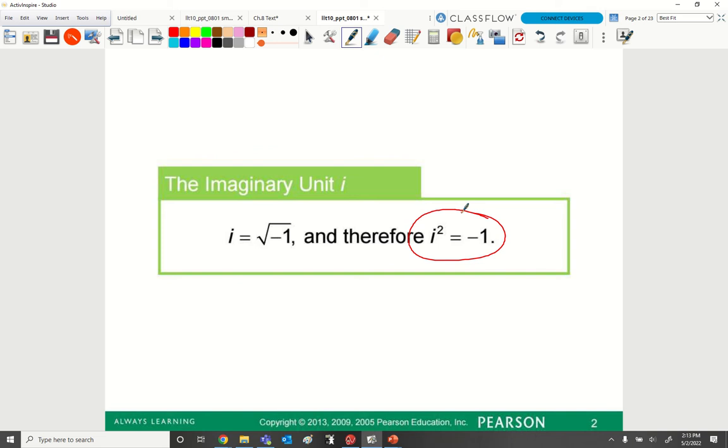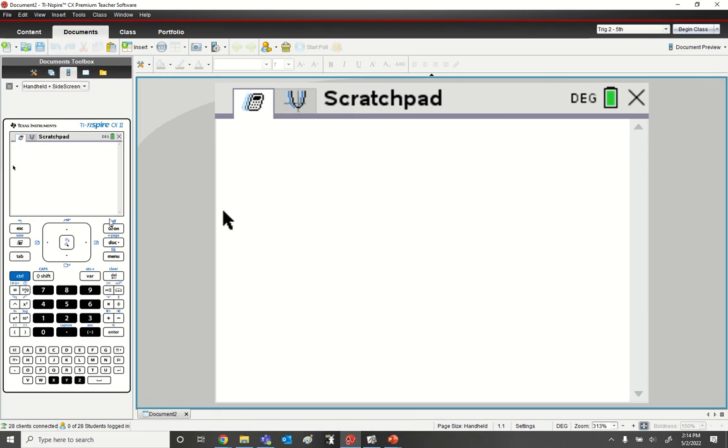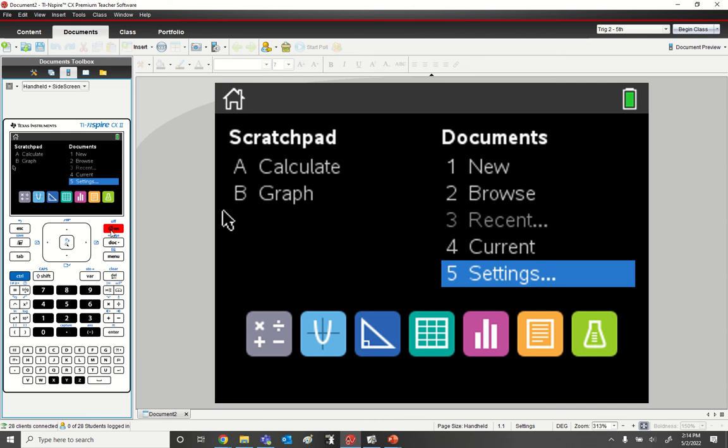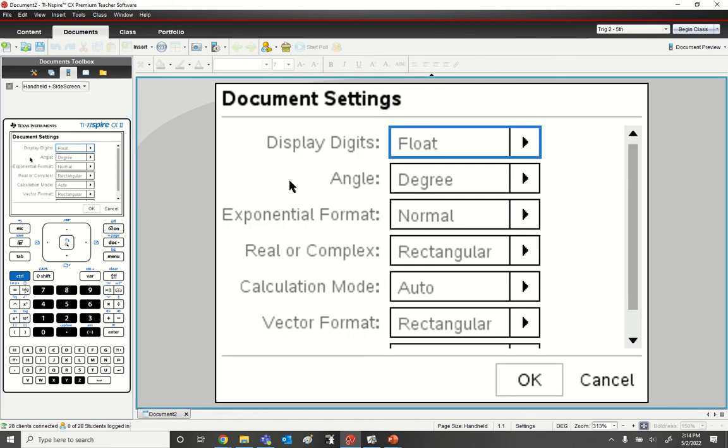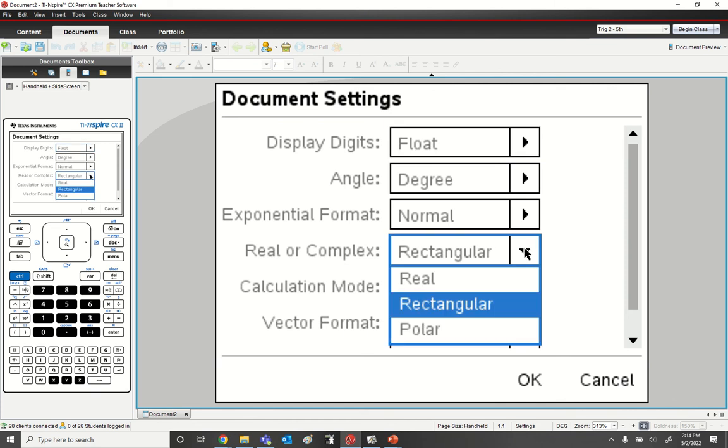Now, we need to set up our calculators to be correct. So let's go ahead and write down the steps to change my calculator. I'm pulling up mine here. We're going to start by going home. So on your calculator, you're at home. We go 5, document settings, 2. And right here where it says real, complex, I'm going to change this to rectangular. We will use polar later on. Right now we're doing rectangular.